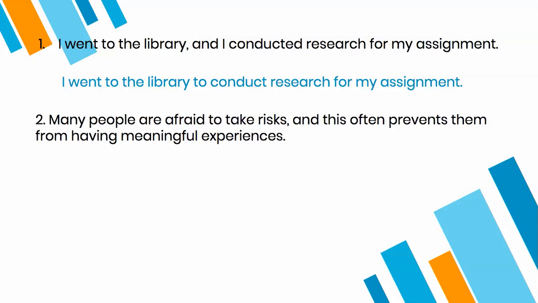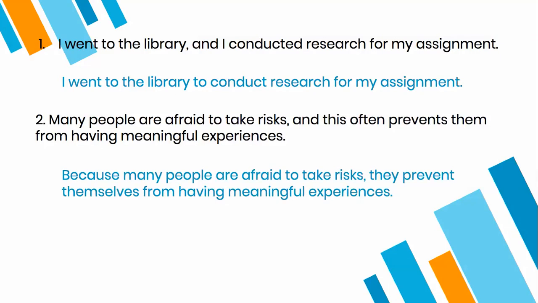Number 2: Many people are afraid to take risks, and this often prevents them from having meaningful experiences. Again, it probably doesn't sound wrong. And if we look at the verbs, we see that they're a little bit off. They are afraid: so I have a linking verb and a predicate adjective. And then I have an action verb. So the different verbs tell me that I have a mismatch, that this isn't going to work. So I need to figure out what that better relationship is. This looks to be to some degree a causal relationship: Because many people are afraid to take risks, they prevent themselves from having meaningful experiences.